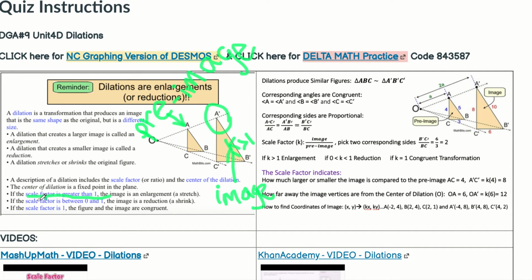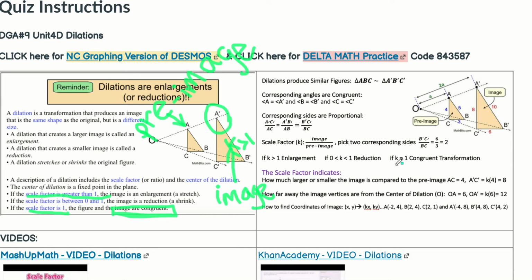If the scale factor is less than 1, but not negative, so it says between 0 and 1, then you have a reduction. Something has shrunk. And if the scale factor is ever a 1, that would be a trick question because that means you didn't dilate at all. You still have the same figure. It would be congruent. All right.